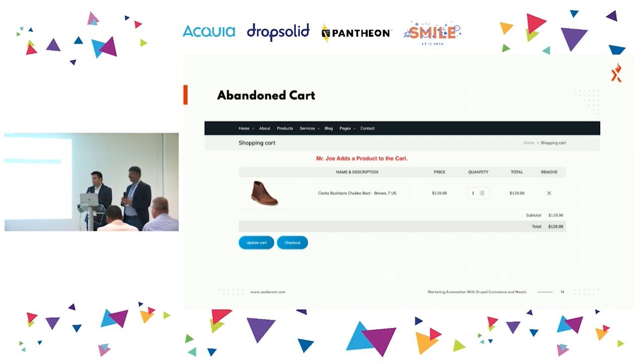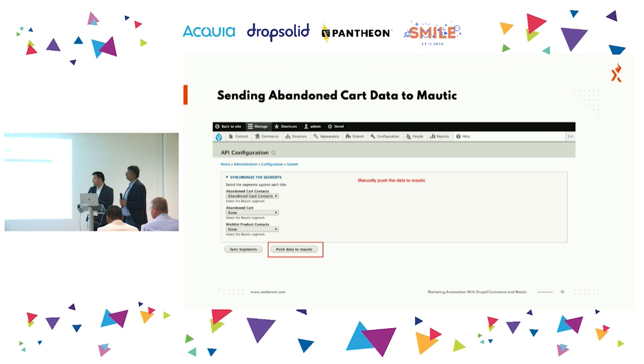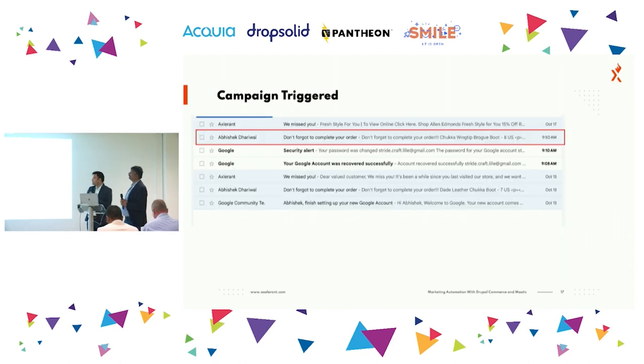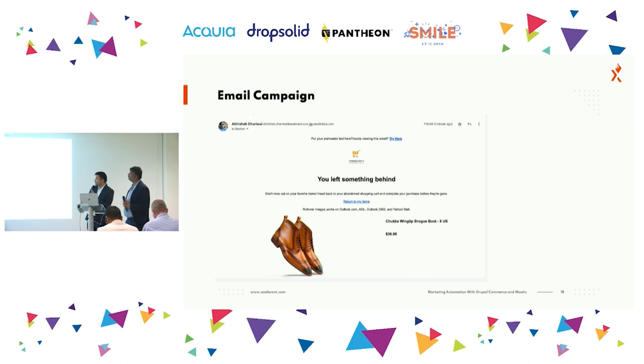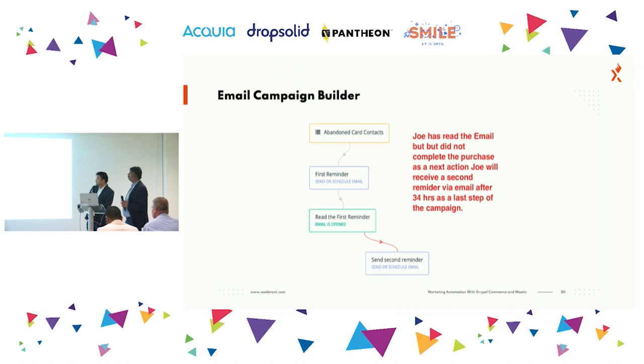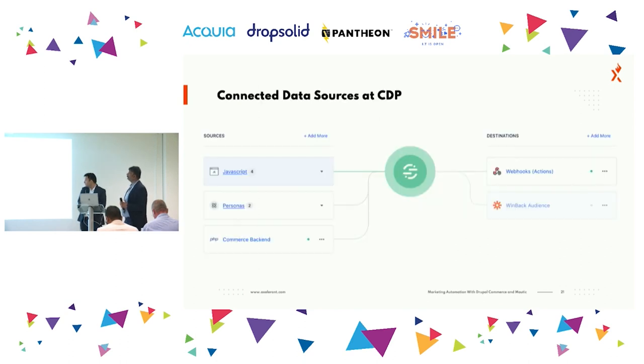The user adds a product to the cart, data is pushed to Mautic, and then the user segmentation gets created on the Mautic side based on it, and then you receive an email, which is for abandoned cart as well as for the win back campaigns. So the emails look like this. Just summarizing, all of these campaigns and templates will get created as soon as you install the plugin, and obviously they can be customized further based on your needs.